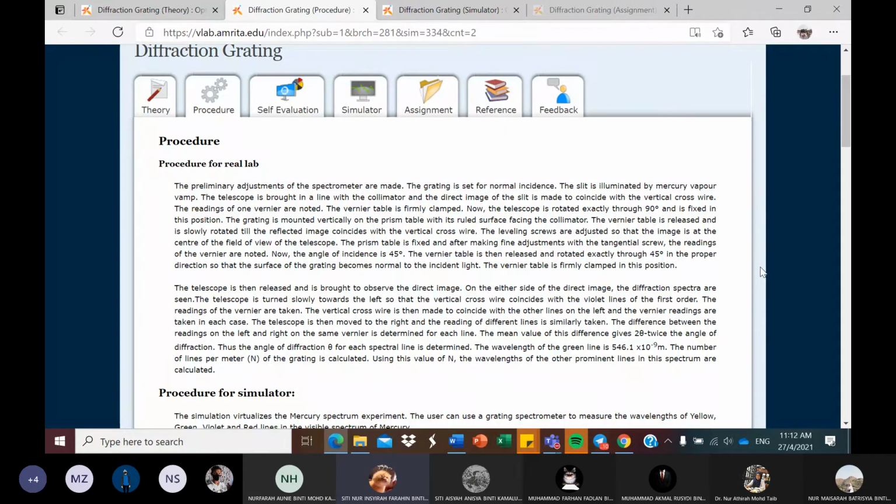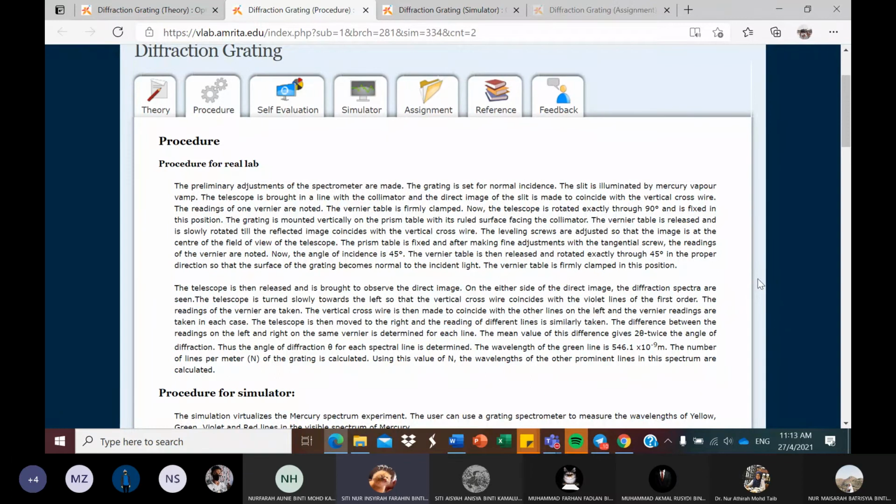For the actual experiment procedure, since the telescope is already calibrated, the telescope is then released and brought to observe the direct image. On either side of the direct image, the diffraction spectra are seen. The telescope is turned slowly towards the left so that the vertical cross wire coincides with the violet line of the first order. The readings of the vernier are taken.